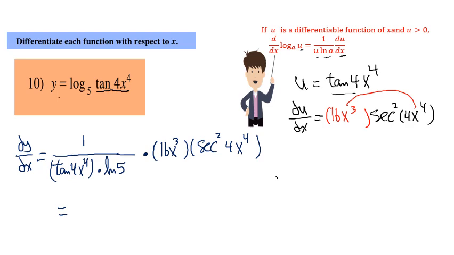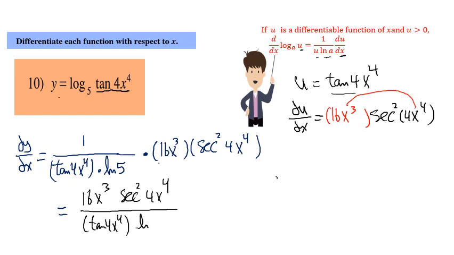And I can't simplify it any more, but I can write it as a single fraction: 16x^3 sec squared 4x^4 over tan 4x^4 multiplied by ln 5.